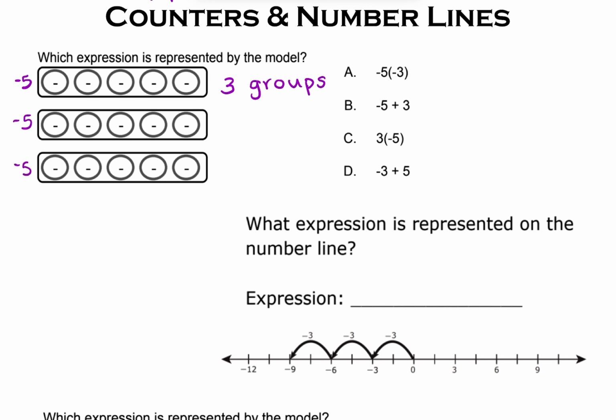So again, since I have groups, I know B is going to be wrong because it says adding, so that is out. And D is also wrong because it is adding. So I am between A and C. And then I can match my numbers. I have a positive 3, A has a -3, C has a positive 3, so my answer would be C. Because this is saying I have 3 groups of -5.